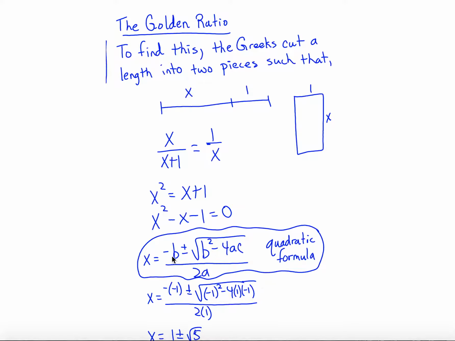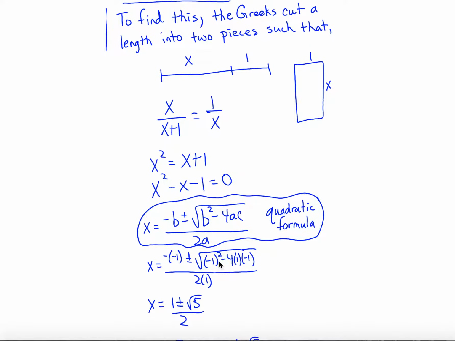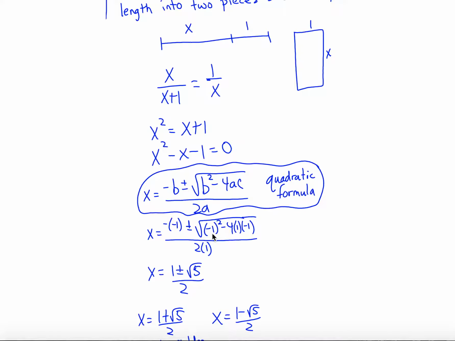Remember the quadratic formula is x equals minus b plus or minus the square root of b squared minus 4ac, all over 2a. So we're going to take our b value, which is negative 1, our a value, which is 1, and our c value, which is negative 1. If I put these in, I'll get negative 1 squared, which is 1, minus 4 times 1 times negative 1, which is plus 4. So 1 plus 4 is 5, and negative b is 1, all over 2.